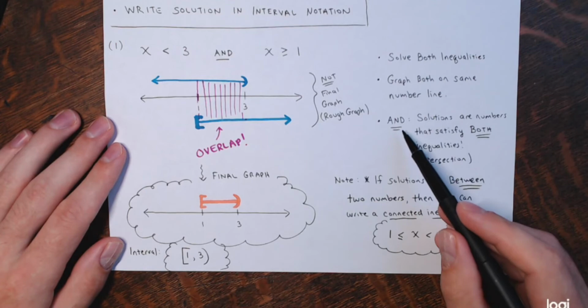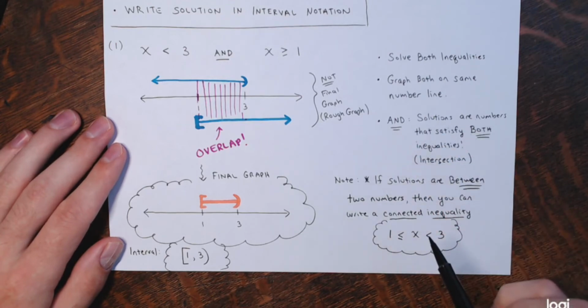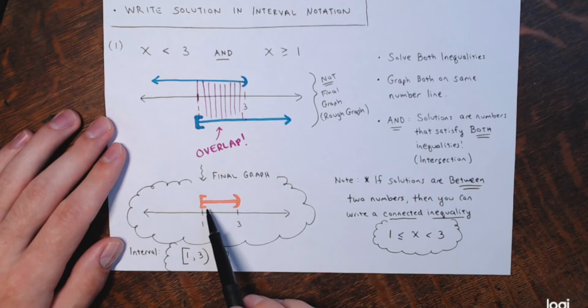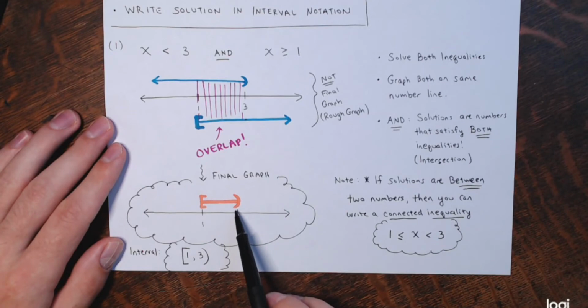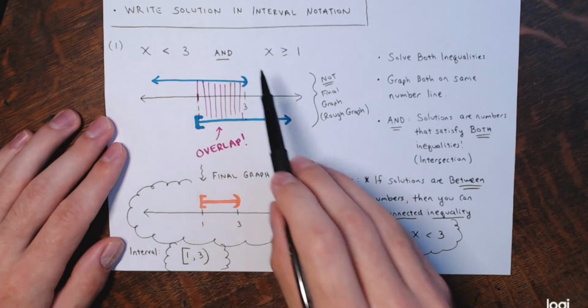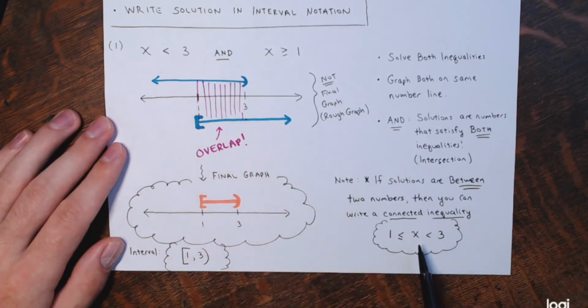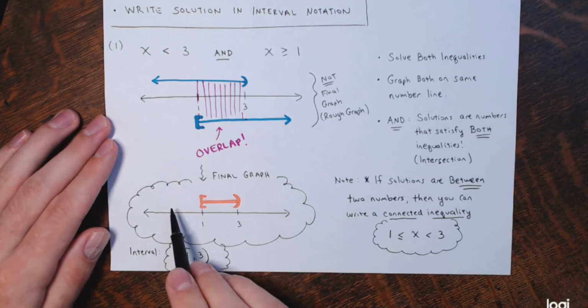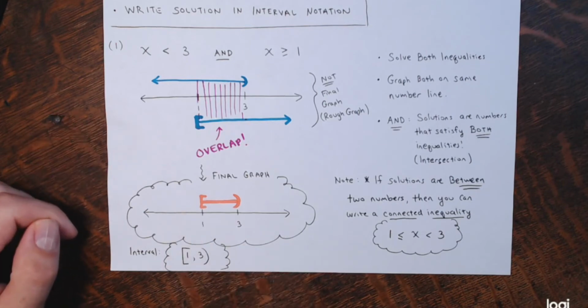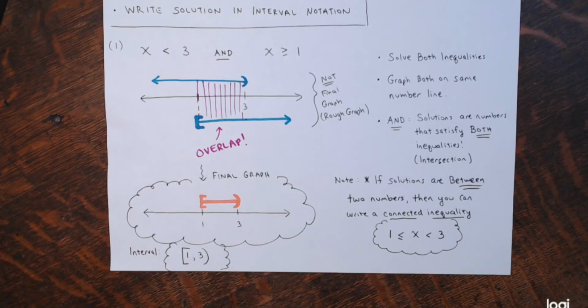I'll talk about OR inequalities in a separate video. And if the solutions in that overlap are between two numbers, like we have here, 1 and 3, you can write a connected inequality. You can change that and inequality into a connected inequality like this if you wish, where your solutions are between two numbers. And if one of the ends is a solution, you put the or equal sign. If one of the ends is not a solution, you don't. And then interval notation going left to right. Okay, great. Let's keep doing this.